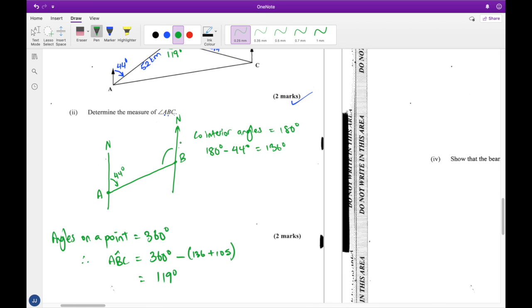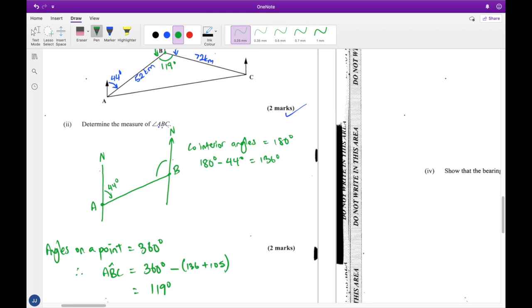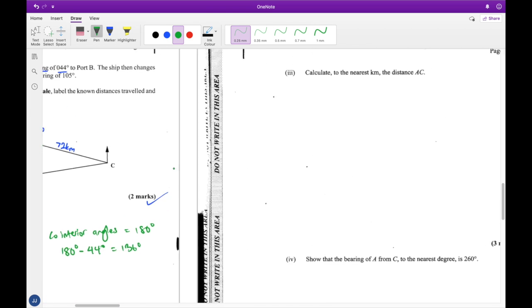So we could see here that for these questions, we had to recall some of our rules for angles. We had to recognize that these north lines are parallel, as well as remember angles around a point and angles on a straight line. Now let's check out part 2.